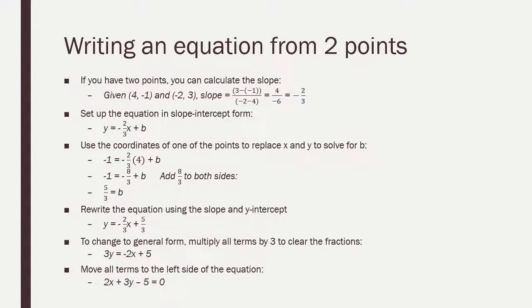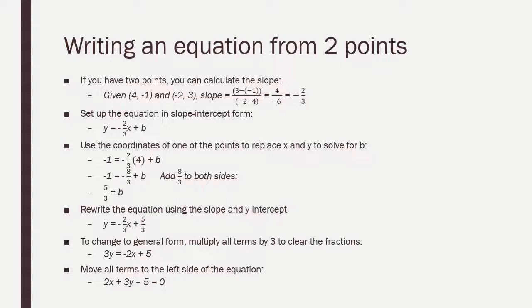Let's say that you're given 2 points and you're not given the slope. Can you still write the equation? Can you still graph it? Absolutely. In fact, graphing is pretty easy because you just put those points on your graph paper, draw a line in between, and you've got it. But there is a way mathematically to calculate the slope so that you can write it as an equation as well. So in this example, you're given the points 4, -1 and -2, 3.